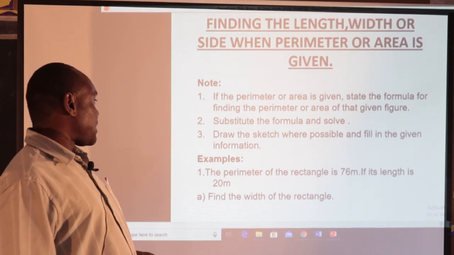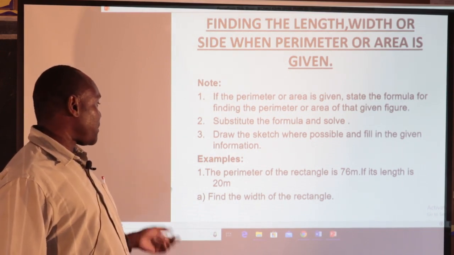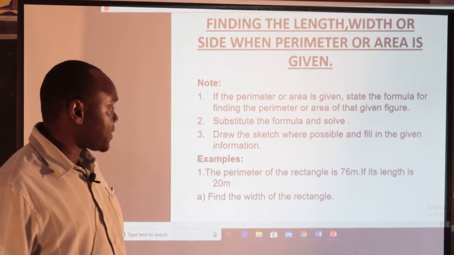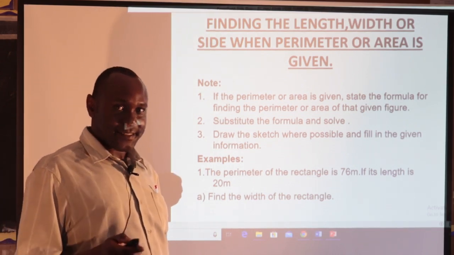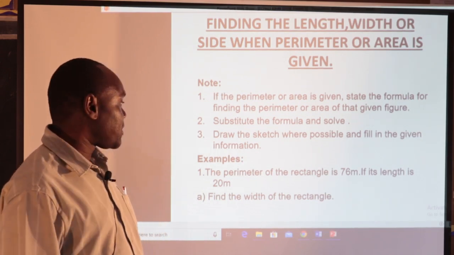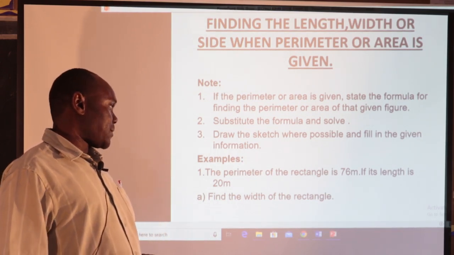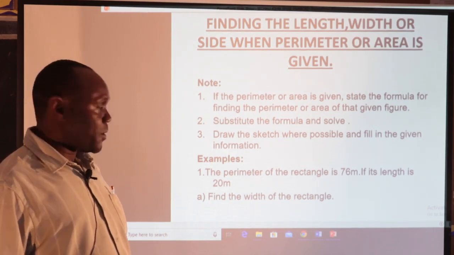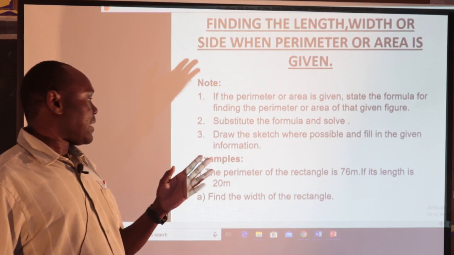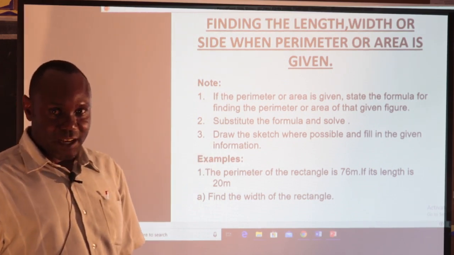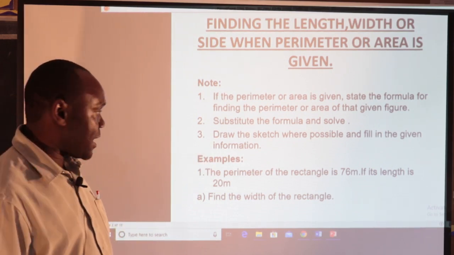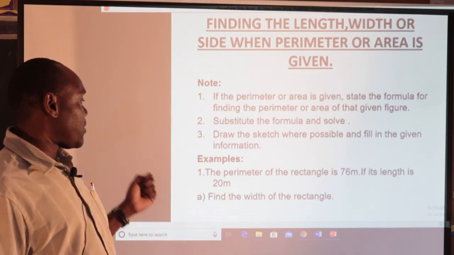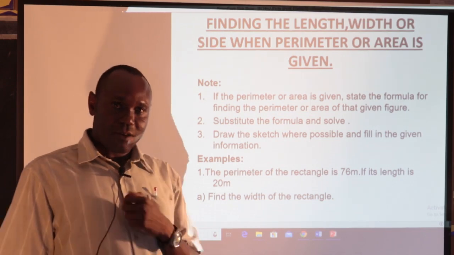So let's look at examples. Our example number one says: the perimeter of a rectangle is 76 meters, and its length is 20 meters. When you look at this question, they have given us the perimeter of the rectangle and also the length. Therefore, the question is asking us to find the width of the rectangle.